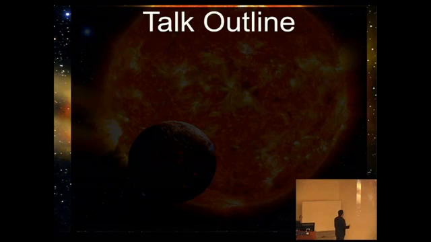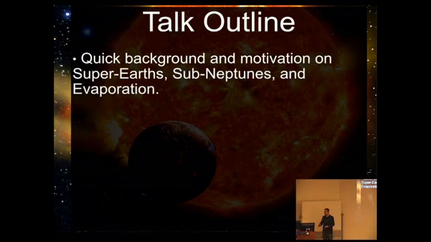So just a quick outline. I'm going to start with a quick bit of background and motivation on super-Earths, sub-Neptunes, and evaporation. We've already heard quite a bit about these planets, but I want to talk in broad strokes about the general features of this population and how we can use evaporation as a tool to understand this population in general.